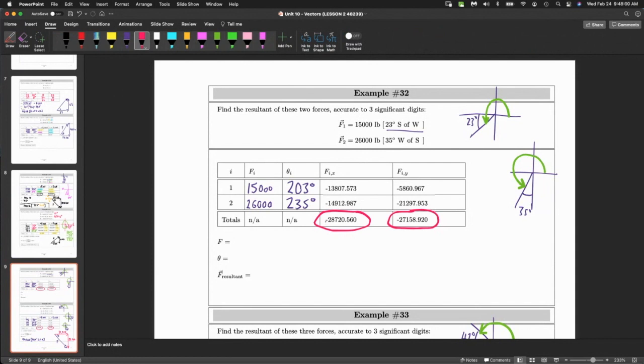So this is negative, indicating that we're going to be going west, and this one's negative, indicating that we're going to go south. So when we draw the diagram, we're going to draw it this way and this way. And that'll be 28,721. Now I'm rounding it a little bit here just because the answer is to 3 significant digits, and we have 5 significant digits here. So we're more than fine with just using the accuracy that I'm presenting.